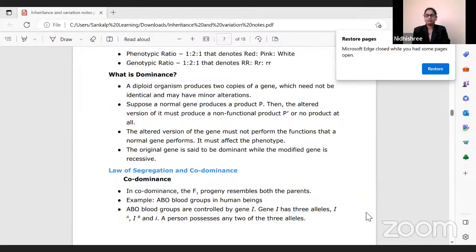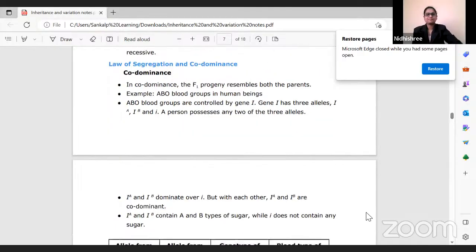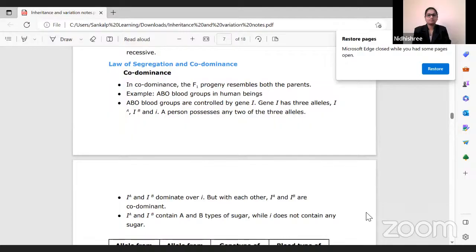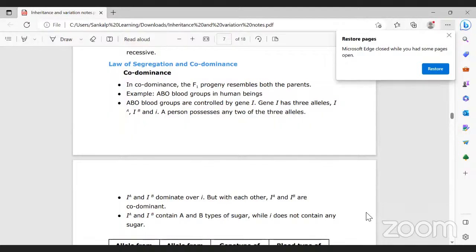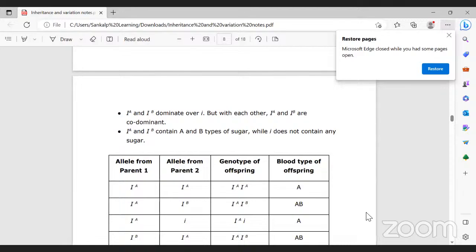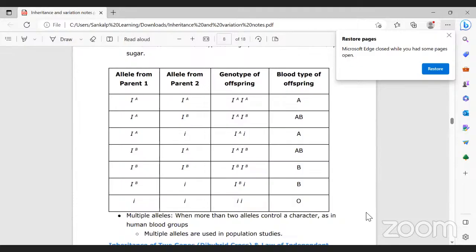Okay. Can you read about codominance? In codominance, the F1 progeny resembles both the parents. Example, ABO blood groups in human being. ABO blood groups are controlled by gene I and gene I has three alleles, IA, IB and i. A person possesses any two of three alleles. IA and IB are dominant over i, but with each other, IA and IB are codominants. IA and IB contain A and B type of sugars, while i does not contain any sugar. Okay, thank you.